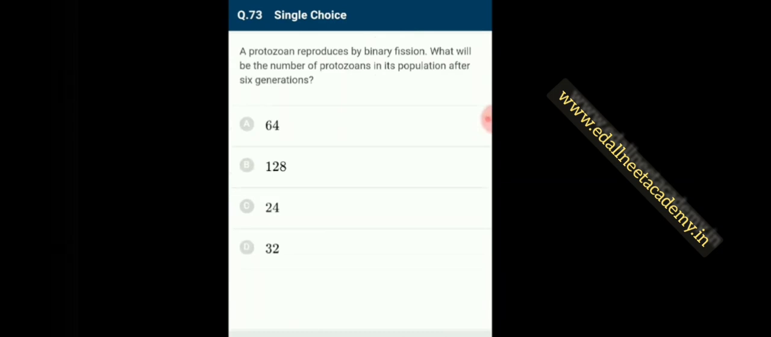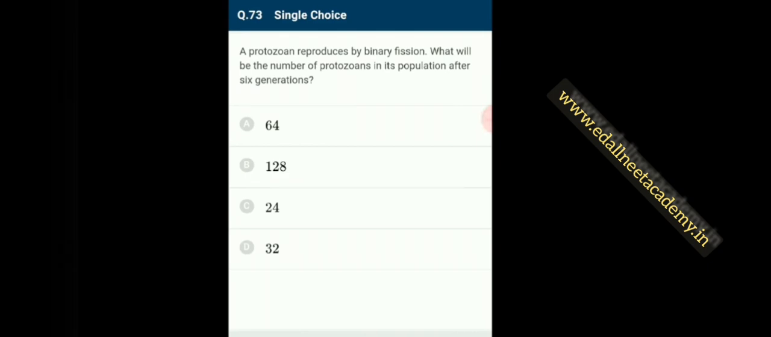A protozoan reproduces by binary fission. What will be the number of protozoans in its population after 6 generations? In this pattern, both the progenies of the divided cell participate in the next division cycle. Exponential growth is observed in this pattern. The graph in geometric growth is a typical sigmoid curve, whereas in arithmetic growth the graph is a straight line.